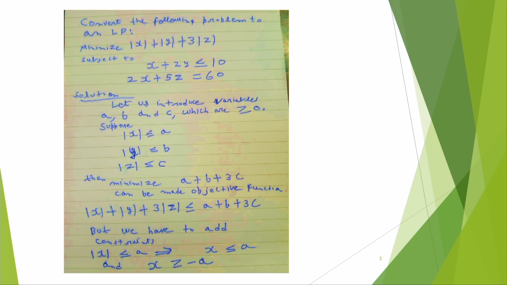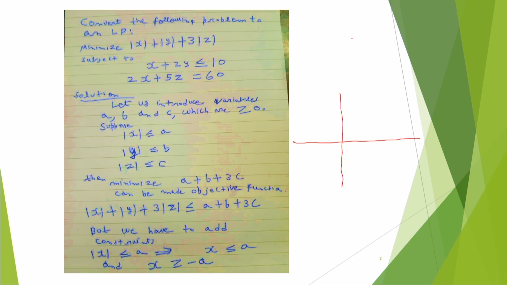This is not a linear programming problem because the objective function is not linear. Had it been x plus y plus 3z, it would have been a linear function, but this is absolute x, so this is not a linear function.